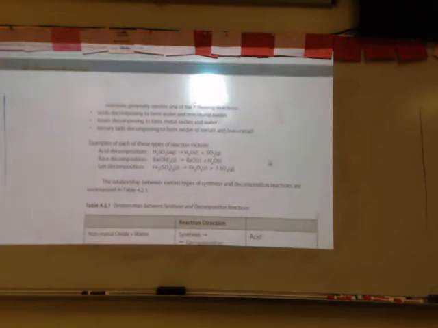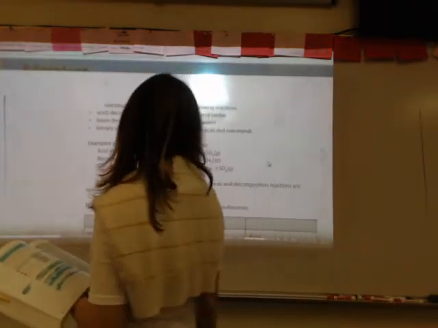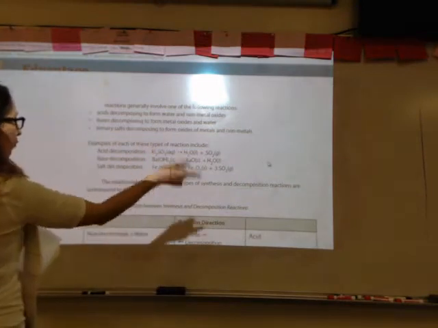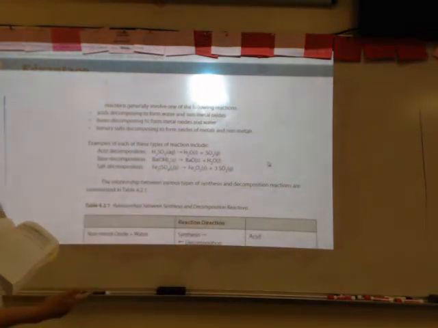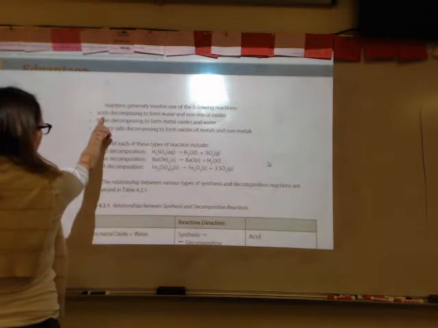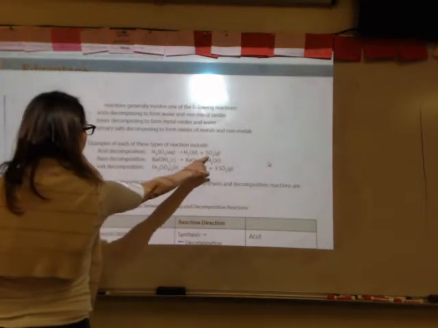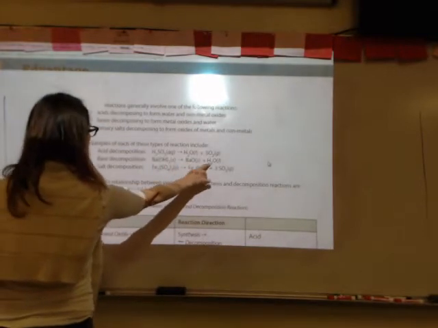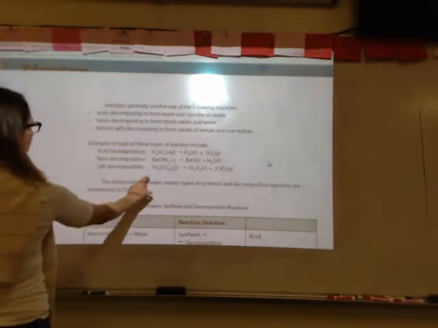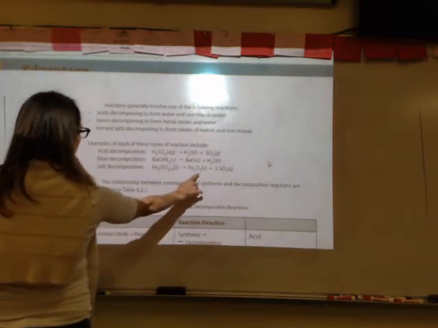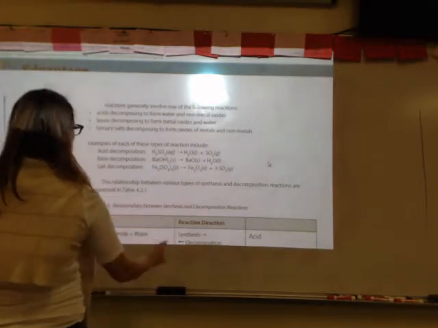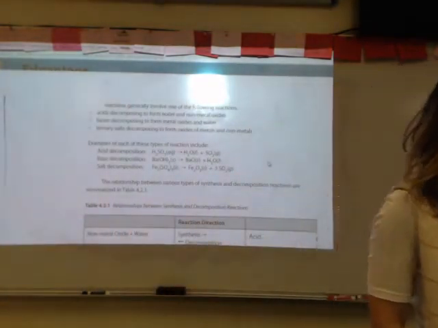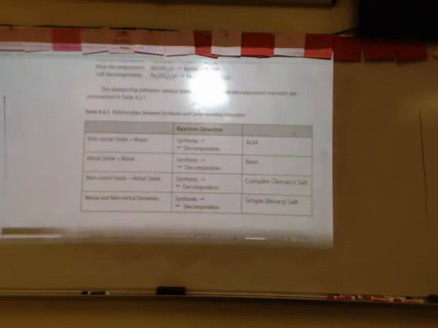Here they have summarized some decomposition reactions for you. And remember, these are the reverse of the synthesis reactions that we just talked about. An acid decomposition reaction, forming water and a nonmetal oxide. A base decomposition reaction to form a metal oxide and water. A ternary salt, this would be a ternary salt decomposing to form a metal oxide and a nonmetal oxide, okay? All of these decomposition and synthesis reactions are summarized in this table for you here.